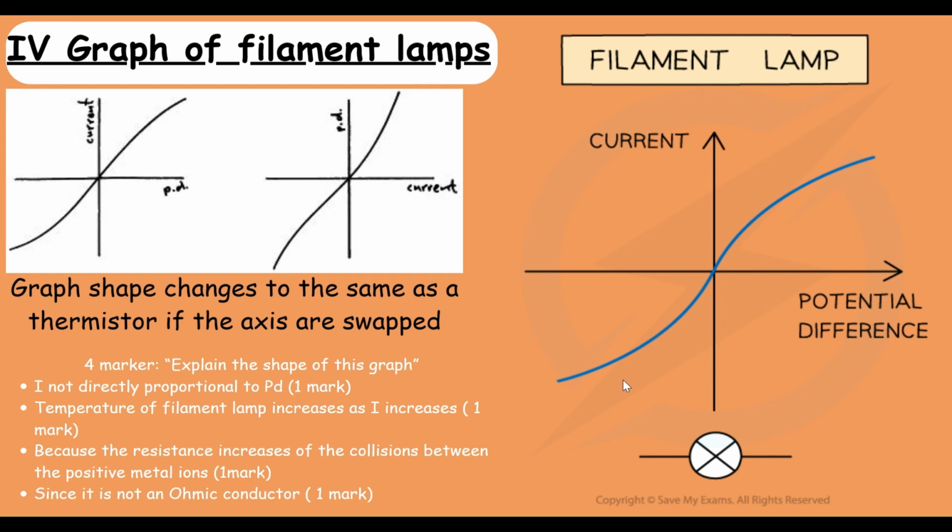So what you would want to say is, firstly, establish the relationship between the current and potential difference by saying that the current is not directly proportional to the potential difference. And you want to say that the temperature of the filament lamp increases as the current increases. This is because the resistance increases the collisions of the electrons, or the charge carriers, with the positive metal ions, and therefore that can overall be summarized as a heating effect. So as the temperature of the filament lamp increases because of the current, this causes the resistance to increase, more collisions, and therefore it's not an ohmic conductor.